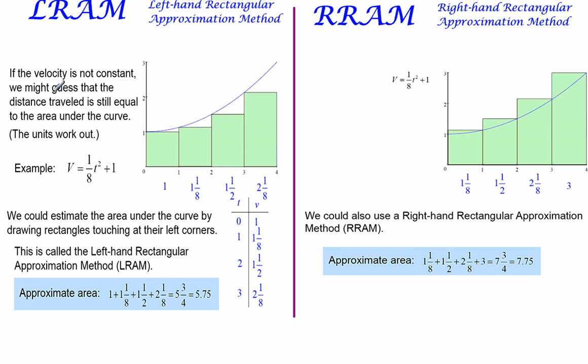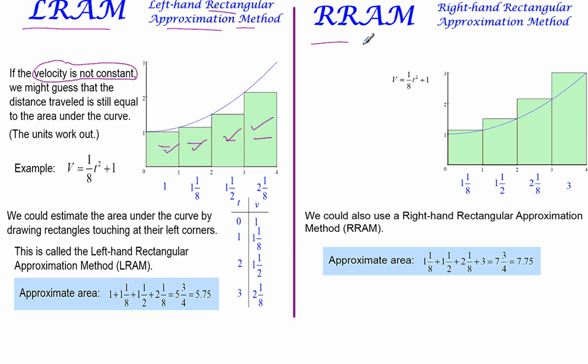So here's what we're working on. If, say, the velocity is not constant, which is quite possible, we might guess that the distance traveled is still equal to the area under the curve, and I might want to use these rectangles to help me estimate what that area is. And this is known as the left-hand rectangular approximation method, or LRAM as some textbooks call it.